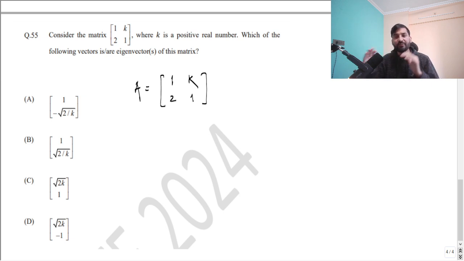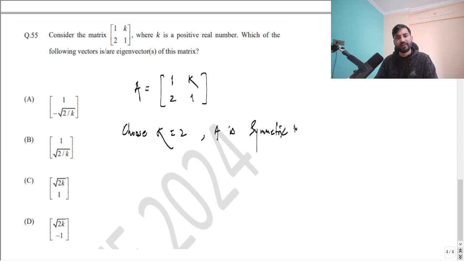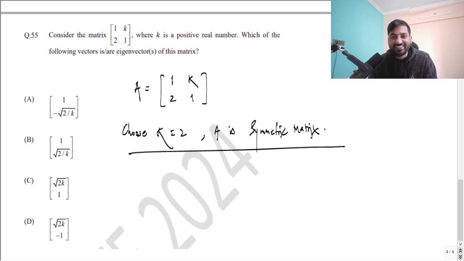देखो, गेट एग्जामिनेशन के दौरान हमें समझ में नहीं आता हम क्या करें. We know, we have a sea of knowledge, Dheeraj sir has done many problems on linear algebra. I taught linear algebra to a larger audience, but still, during the GATE examination that concept should come to your mind, कि अच्छा, [1, k; 2, 1], अगर हम k equal to 2 ले लेते हैं तो ये मैट्रिक्स क्या बन जाएगा? सिमेट्रिक मैट्रिक्स बन जाएगा. So here, choose cleverly k equal to 2 so that A is a symmetric matrix.